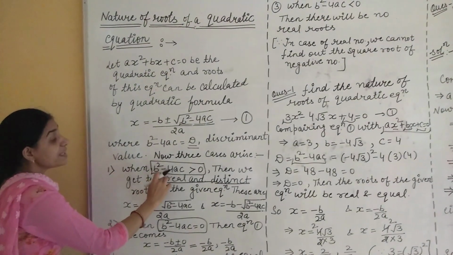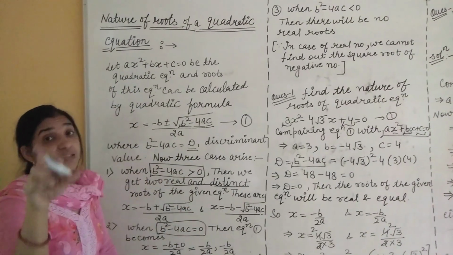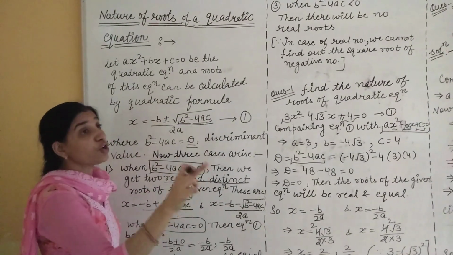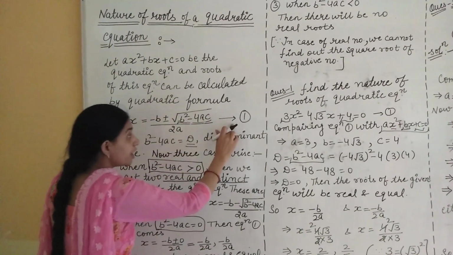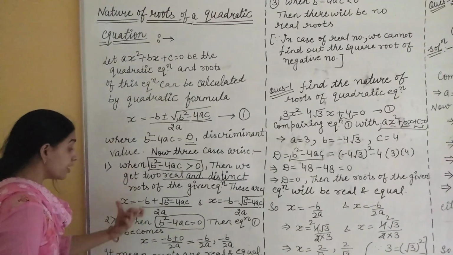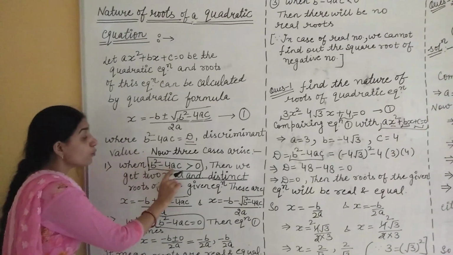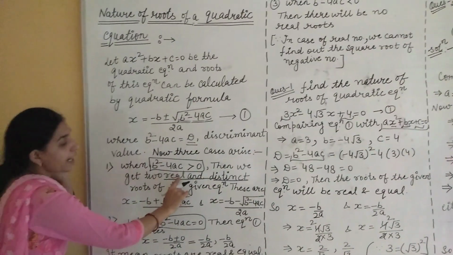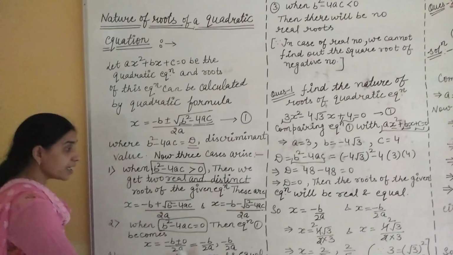First, when b square minus 4ac is greater than 0. This means this factor's value is positive. Whenever we put the value in equation 1, we must get real numbers, and the roots are real as well as unequal. Or you can say whenever b square minus 4ac is greater than 0, both roots are real and distinct.